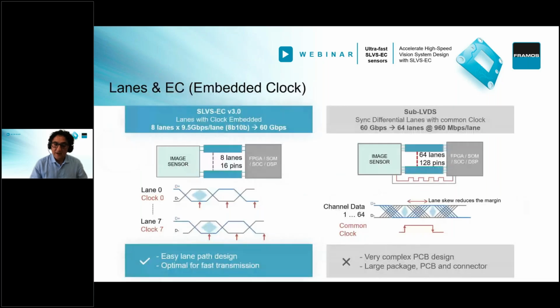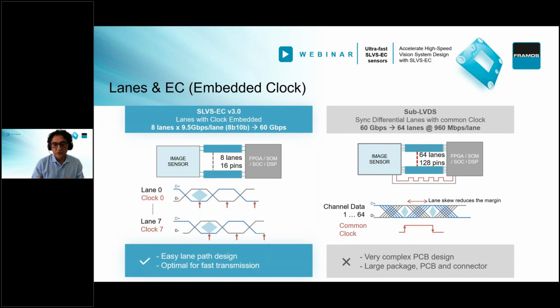But I mentioned per lane, what does that mean? To transmit the full data from the sensor, one lane is not enough. One lane is one data lane, so it's a pair of wires or tracks, as you want to call it. And with SLVS-EC, you can transmit up to 60 gigabits in total, just using 8 lanes, right? So it means 8 tracks, 8 pins on the connector for the data.